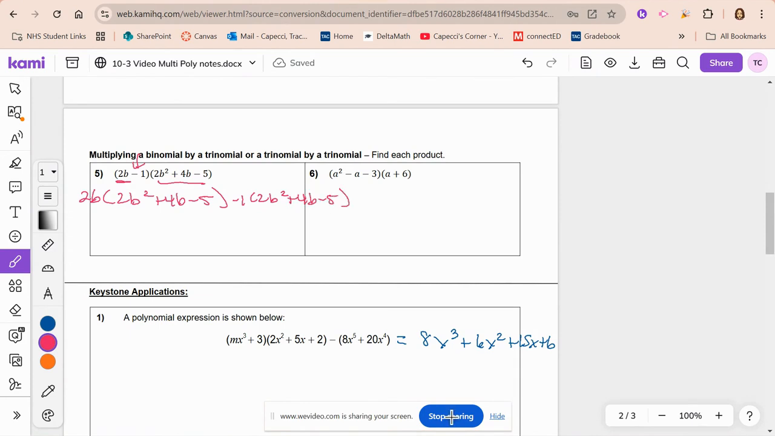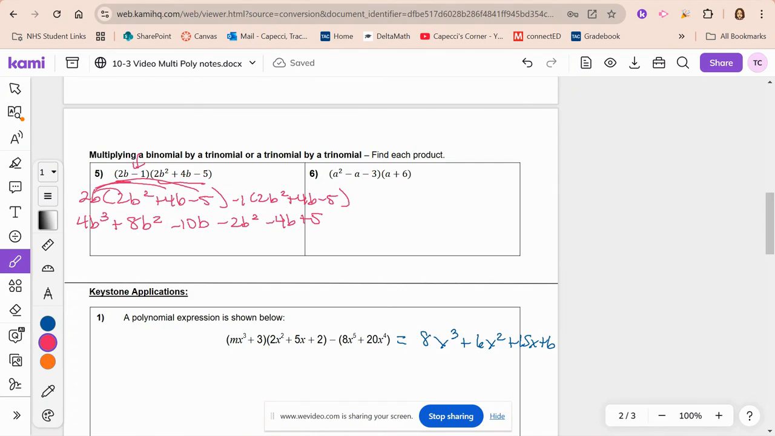So I get 2b times 2b squared. I'm just going to distribute, and that gives me 4b to the third. 2b times 4b gives me 8b squared. 2b times negative 5 is negative 10b. Again, now I'm going to distribute the negative, so I get negative 2b squared minus 4b plus 5.